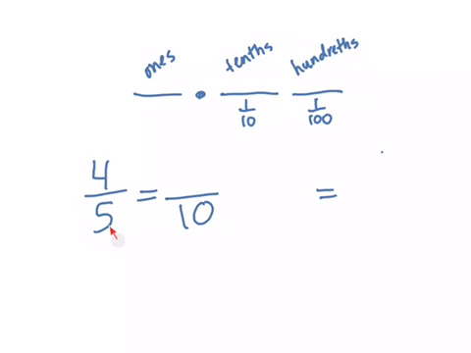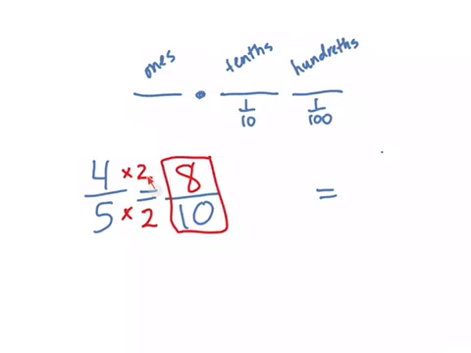And so what did we get? How did we get from 5 to 10? What did we multiply 5 by to get to 10? We multiplied 5 by 2. So whatever we do to the denominator, we have to do to the numerator. So 4 times 2 is 8. So our equivalent fraction to 4/5 would be 8/10.